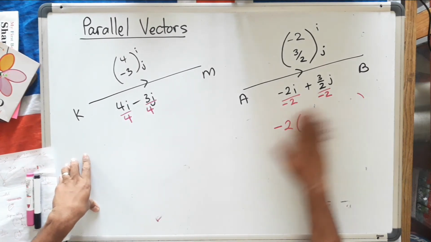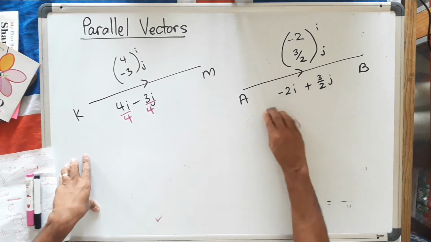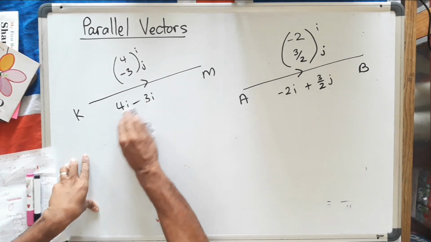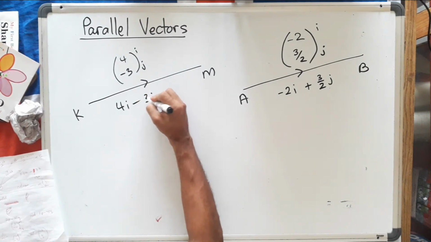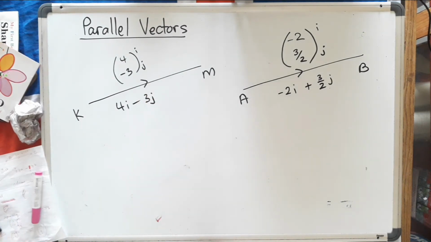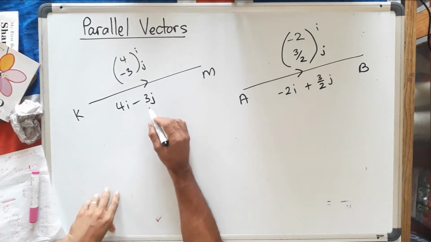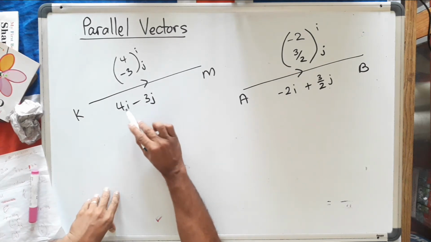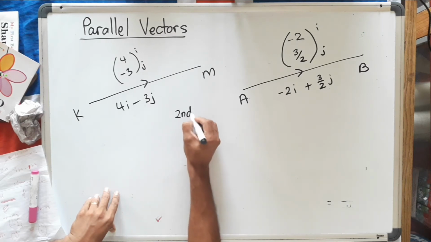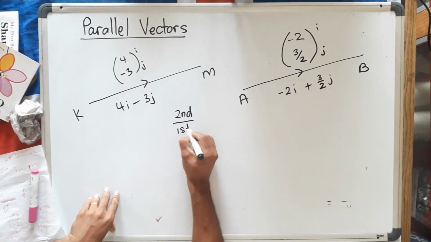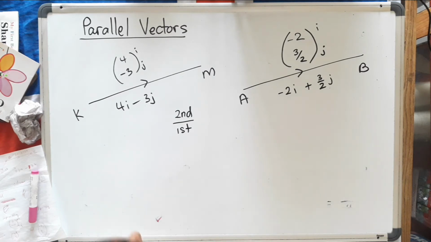Now I want to show you the shortcut method of proving the vectors are parallel. Okay? Let's say we have, I'm just going to neaten this up, then I'll start talking. If I wanted to prove these 2 vectors are parallel, all you really have to do is take the second value and divide it by the first value. Or take the first value and divide it by the second value. But I'm more accustomed to taking the second value and dividing it by the first value. That's just how I'm accustomed to.